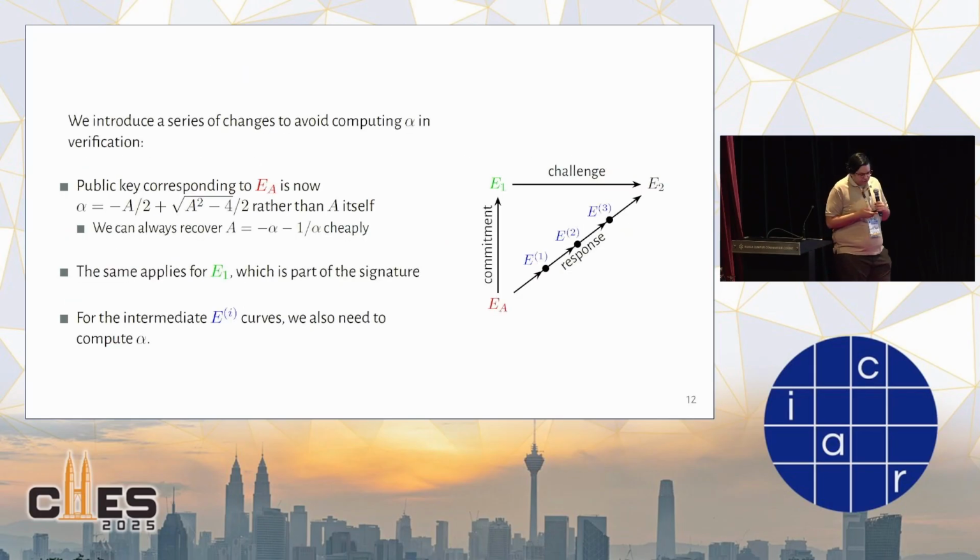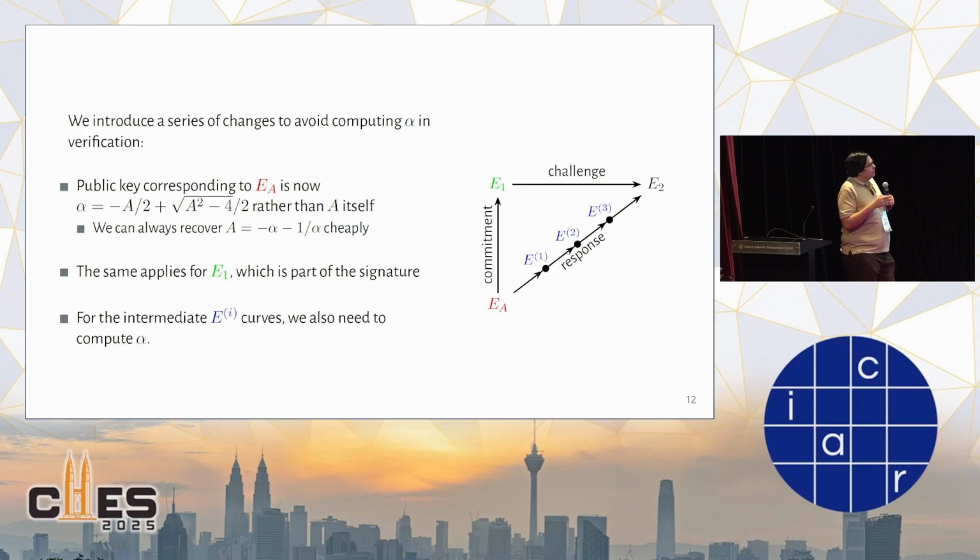So we made a few changes to the protocol to avoid this overhead. The first one is, if you think about the public key, it consists of a curve. Usually it is specified by the Montgomery A coefficient, but we figured out we can just specify it by alpha itself. So this doesn't change anything because you can always recover A from alpha very easily. However, the converse is not true. So we have the signer compute alpha so that the verifier doesn't have to. And the same applies to E1. E1 is the commitment curve, and it goes in the signature. So instead of putting A in the signature, we put alpha.